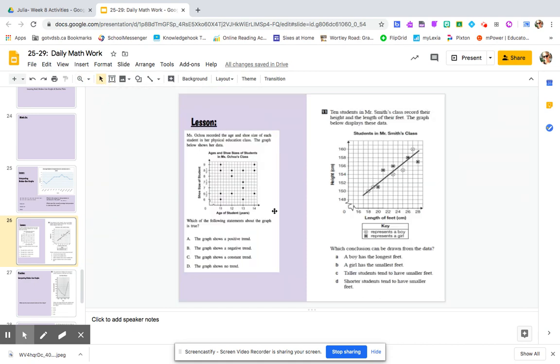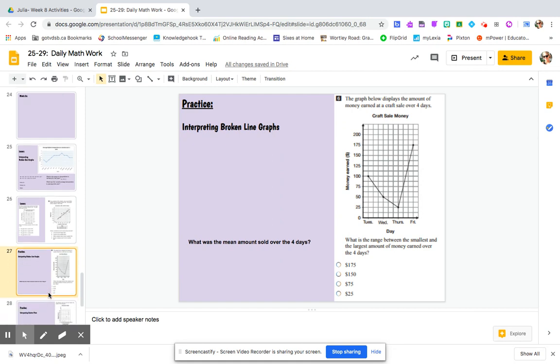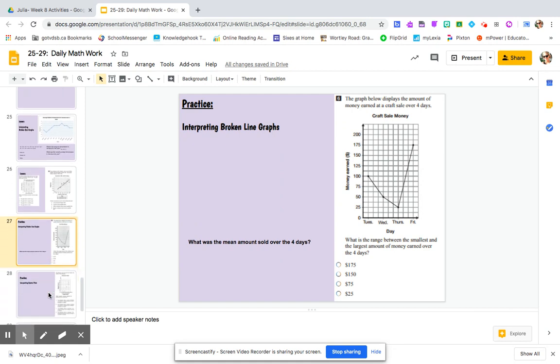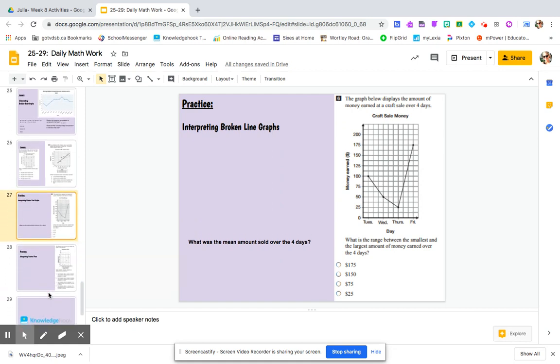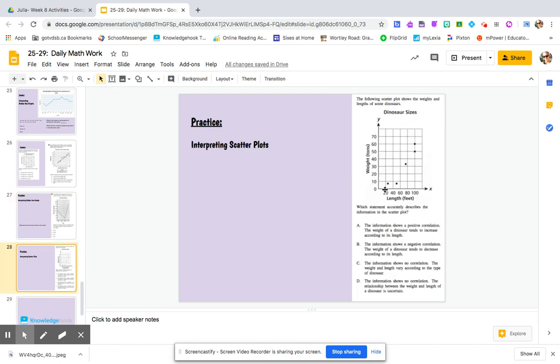Hope that helps you a little bit understand scatter plots. If you have any questions, don't forget you can come online and ask me at any time, but go ahead and give it a shot. You guys are going to be interpreting broken line graphs yourself here, and then a scatter plot to see if it has a trend or not. Good luck with it.